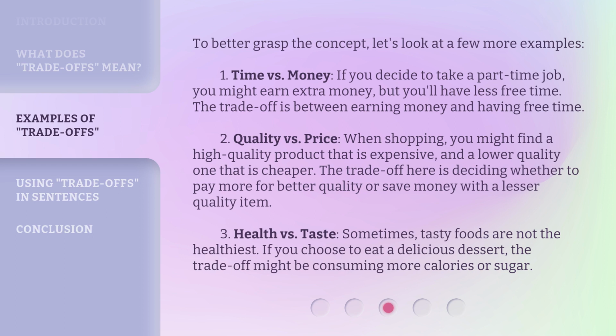2. Quality versus price. When shopping, you might find a high-quality product that is expensive and a lower-quality one that is cheaper. The trade-off here is deciding whether to pay more for better quality or save money with a lesser quality item. 3. Health versus taste. Sometimes, tasty foods are not the healthiest. If you choose to eat a delicious dessert, the trade-off might be consuming more calories or sugar.